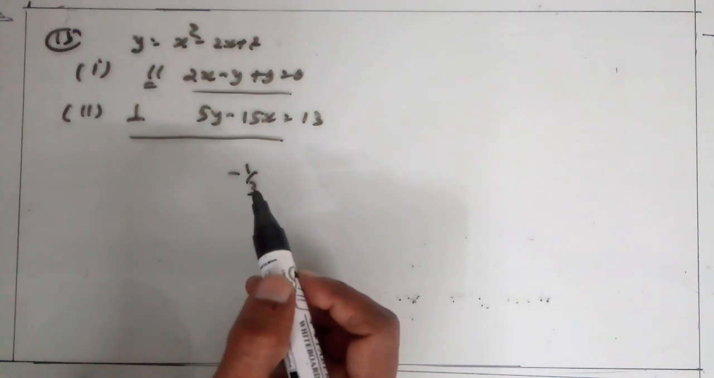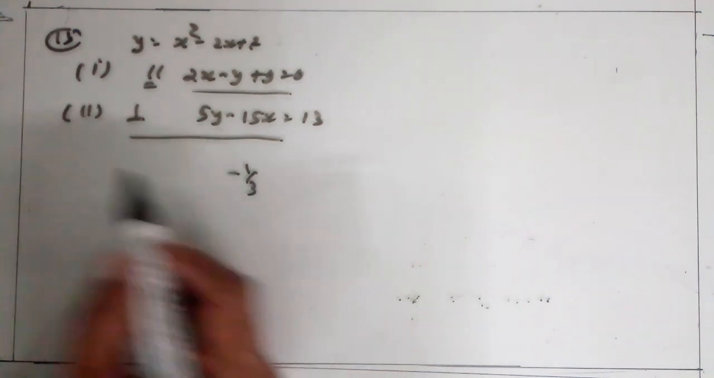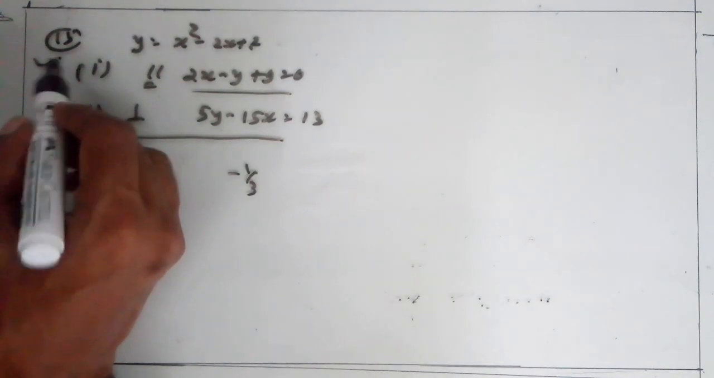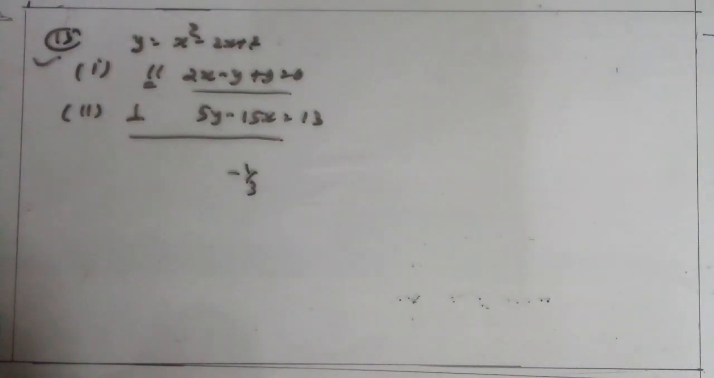Clear? So remember this important question and solve yourself. You know how to get points, slope, and using point and the slope, how to get equation of tangent and equation of a normal. Here you only find the equation of a tangent.